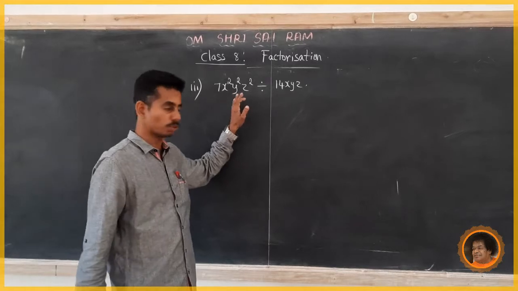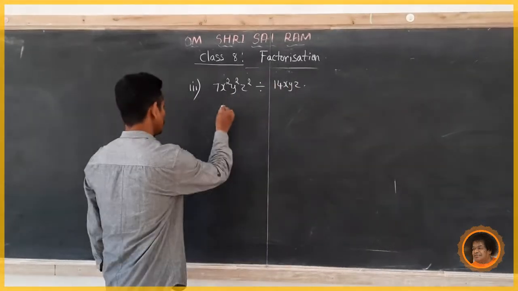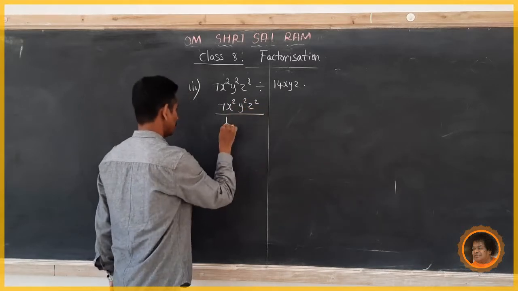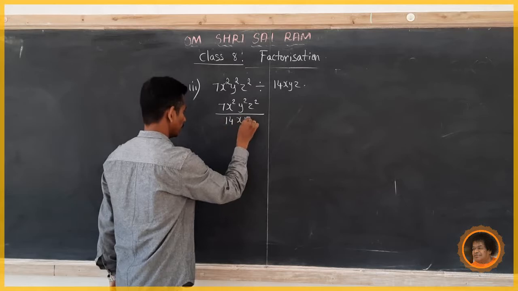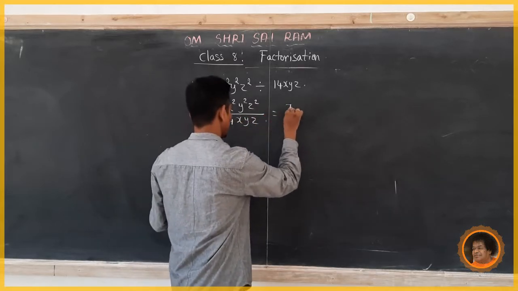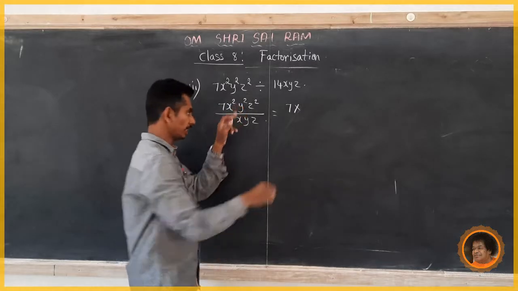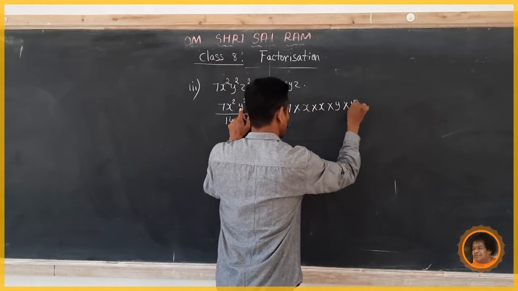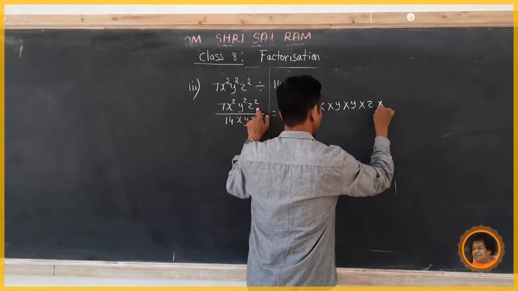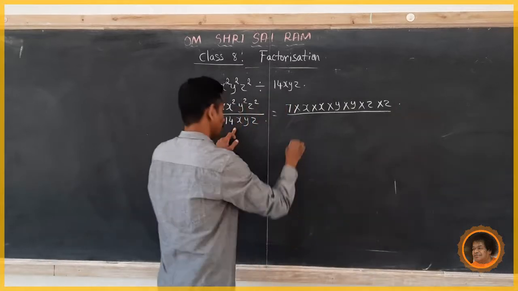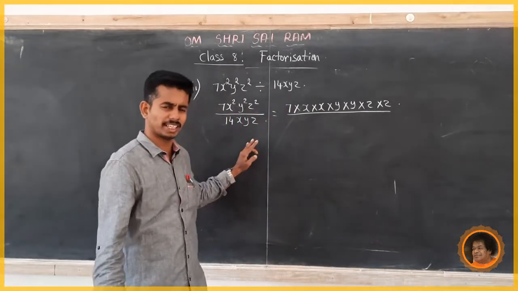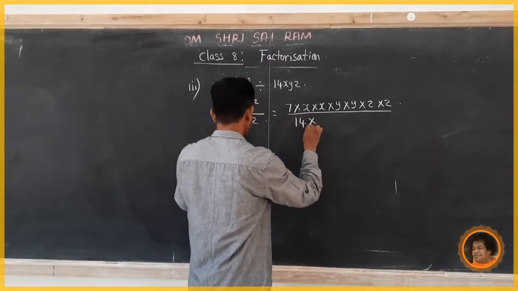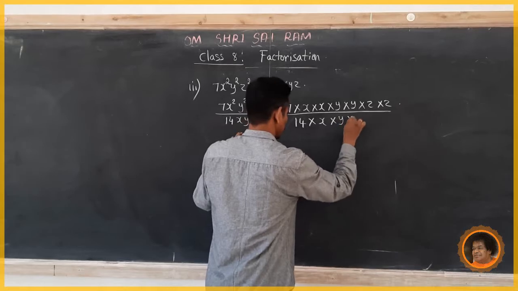7x squared y squared z squared divided by 14xyz. 7x squared y squared z squared, it is divided by 14xyz, or 7 into x squared means x into x, then y squared means y into y, then z squared means z into z. It is divided by 14xyz. We can write 14 as 7 into 2, or directly write 14. So, 14 into x into y into z.